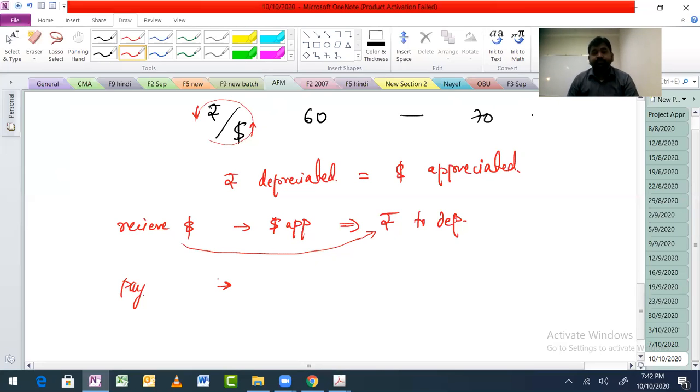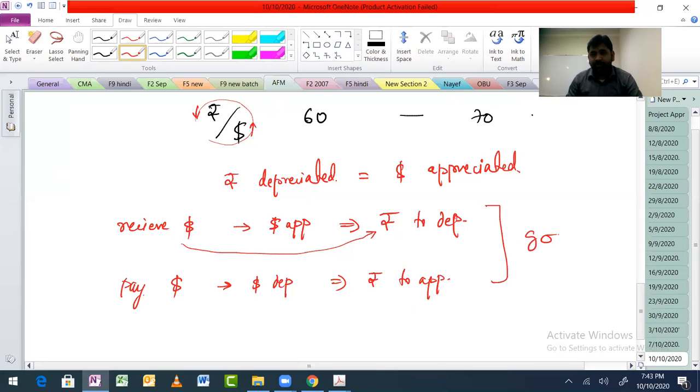So here, if you have to pay dollar, you want the dollar to depreciate, and you want your home currency to appreciate. Your currency will become stronger. So earlier you are paying 70,000 rupee for $1,000. Now you will pay only 60,000 rupee for $1,000, and you will be good, right? You will be happy that way. Fine. So this is good.